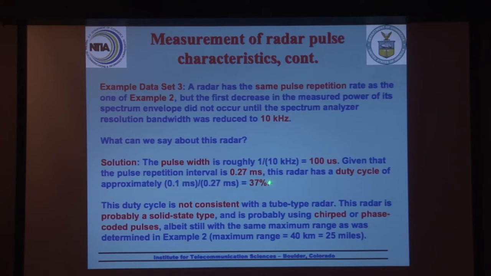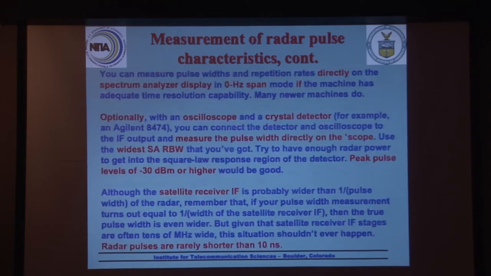What's the duty cycle? 37%? Not consistent with tube type. Probably solid state. Therefore, probably chirped or phase-coded pulses. And if you look at it with a vector signal analyzer, I bet you $50. I bet you more than that. But the max range is still the same.